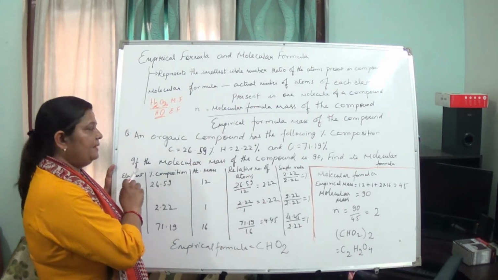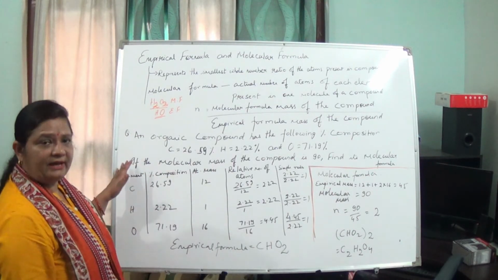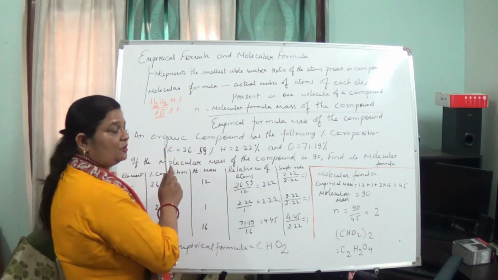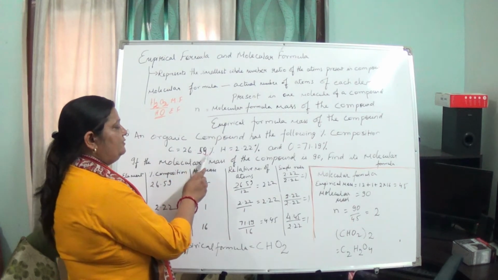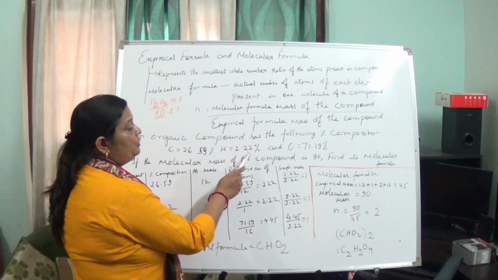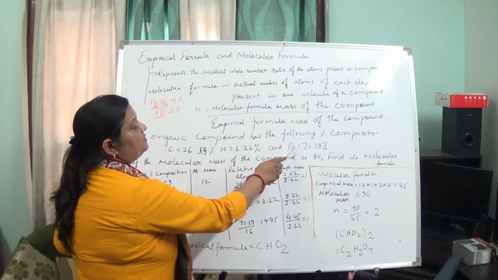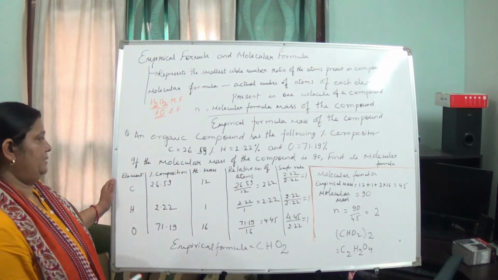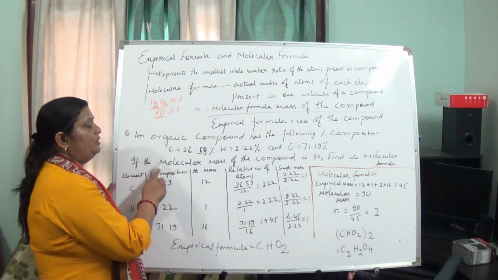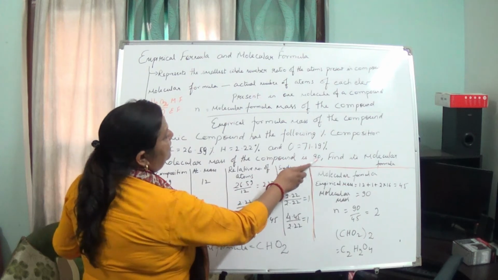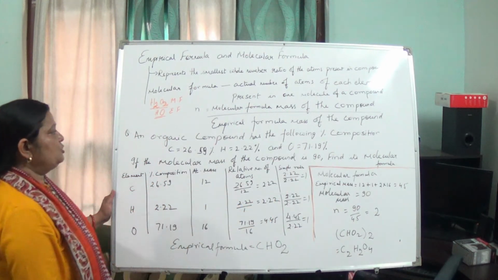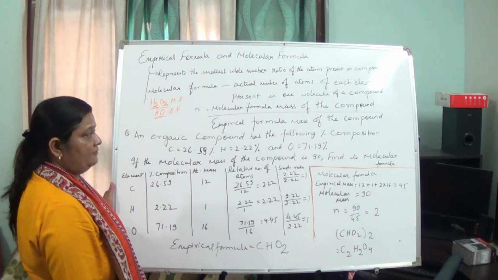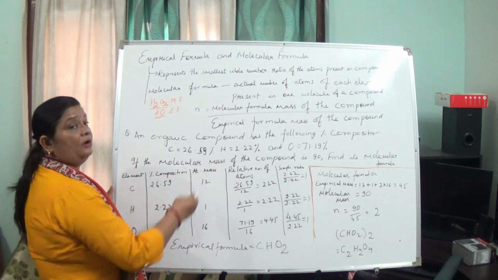I am explaining this with the help of a numerical. An organic compound has the following percentage composition: carbon 26.59%, hydrogen 2.22%, and oxygen 71.19%. If the molecular mass of the compound is 90, find the molecular formula. So you have to calculate the empirical formula also. If you do not have the empirical formula, how will you take out the molecular formula?